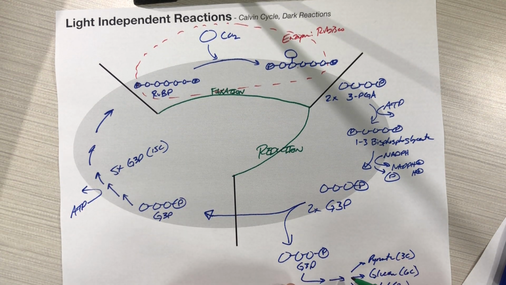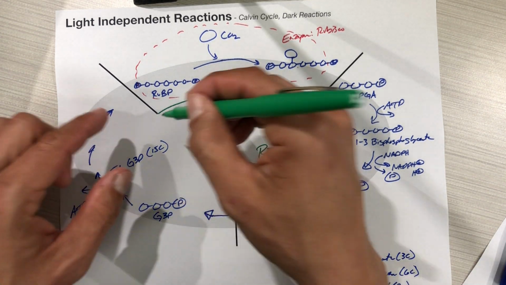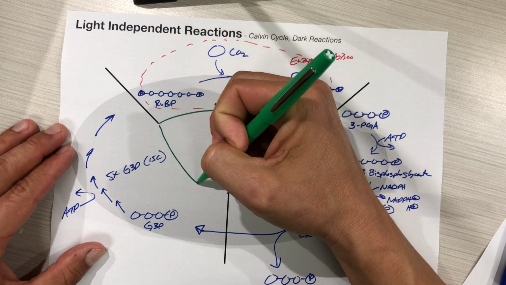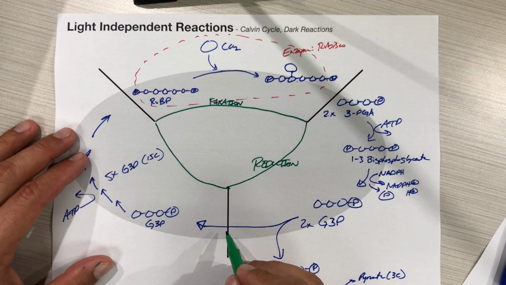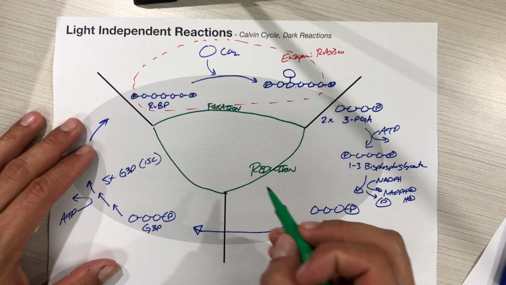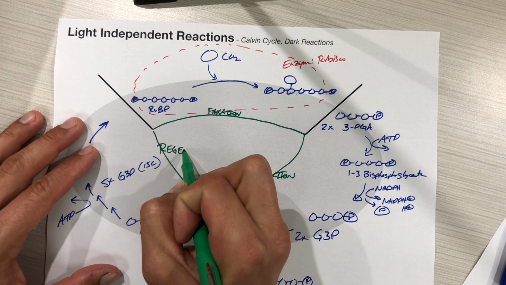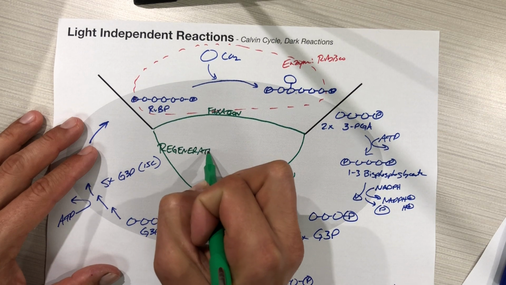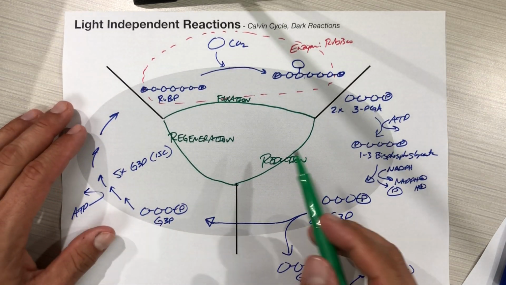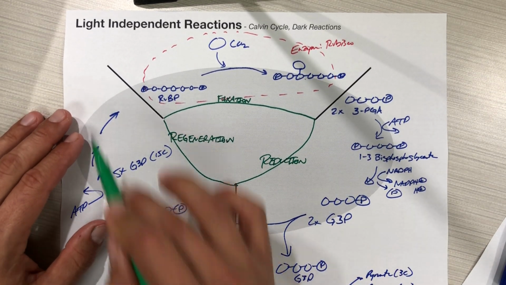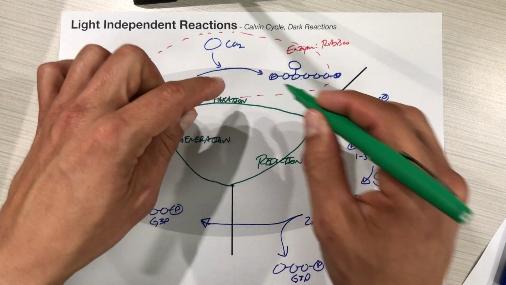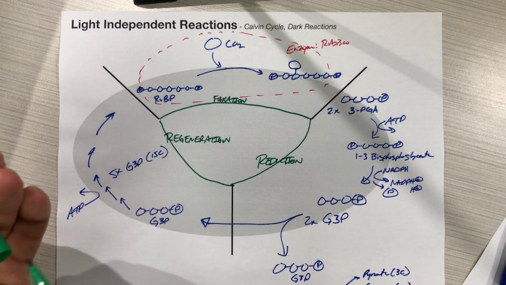We took our G3P. And so now we're just trying to get back to RuBP. And so these steps that begin with G3P and end with RuBP, these are called regeneration. Because during regeneration, we're just trying to regenerate the RuBP that we began with so that we can do the cycle all over again. So we got fixation, reduction, regeneration.